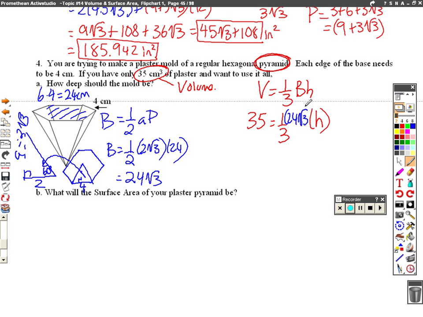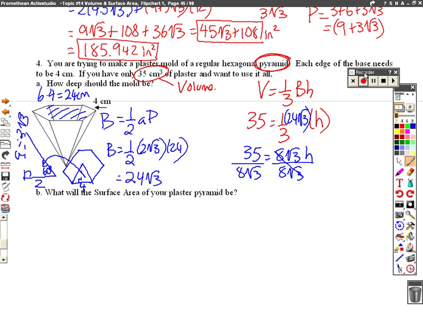24 root 3. All right, I want to solve for H. I'm going to simplify this. 35 is 24 over 3, which is 8 root 3, times H. Divide by 8 root 3. And now we have H, which is, and I'm going to type it all into my calculator in one go, 35 divided by, use parentheses around that bottom again, parentheses around the bottom, 8 root 3. And that gives me 2.525 centimeters.